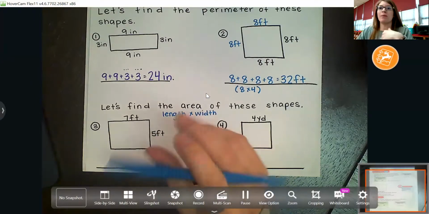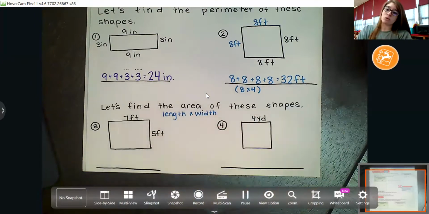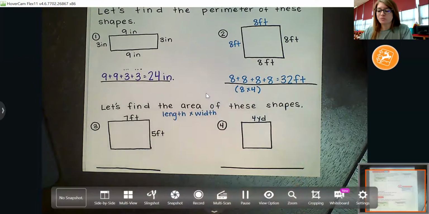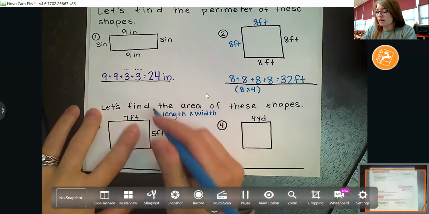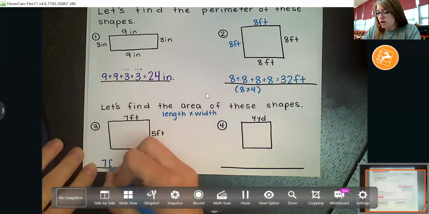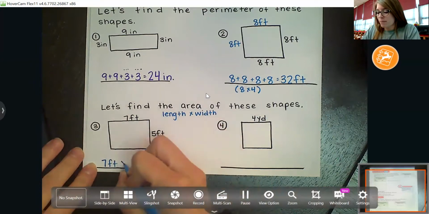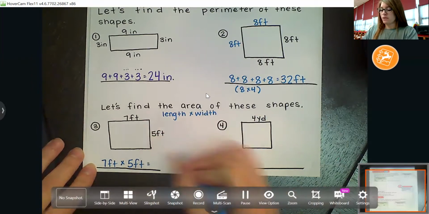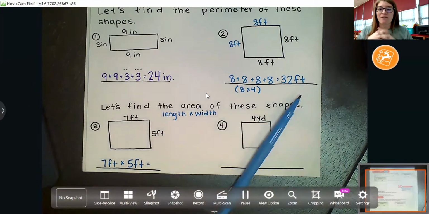Don't get in your mind, I don't know which one's length, I don't know which one's width, I'm going to get it wrong. No, you're not. As long as you're multiplying the correct numbers, you'll be fine. So I'm going to take my length of 7 feet and multiply it by my width of 5 feet. Okay. Now, when I multiply 7 times 5, what do I get? Very good. I get 35.